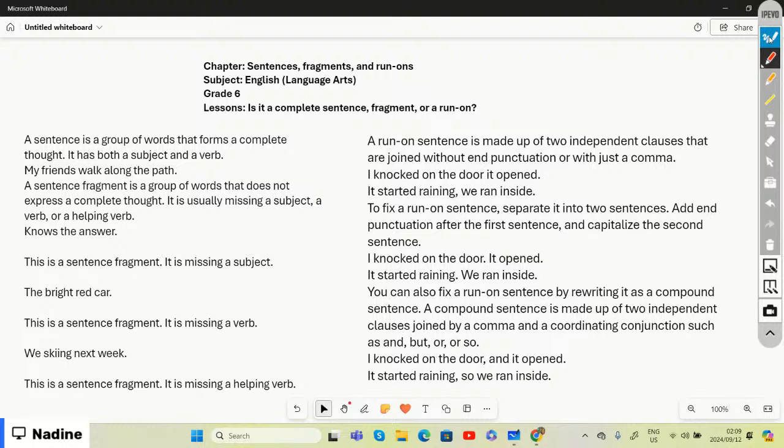All right, so a sentence. A sentence is a group of words that forms a complete thought. So a sentence is a group of words that completes a thought.